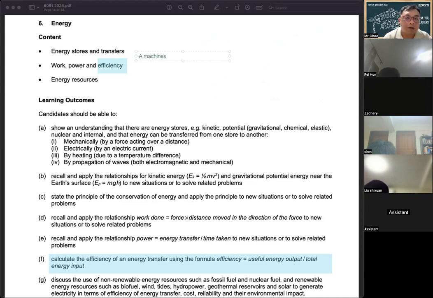Okay, so a machine produces 35 joule of useful output energy for every 50 joule of total energy input. So what is the efficiency of the machine? Okay, can you calculate it now?